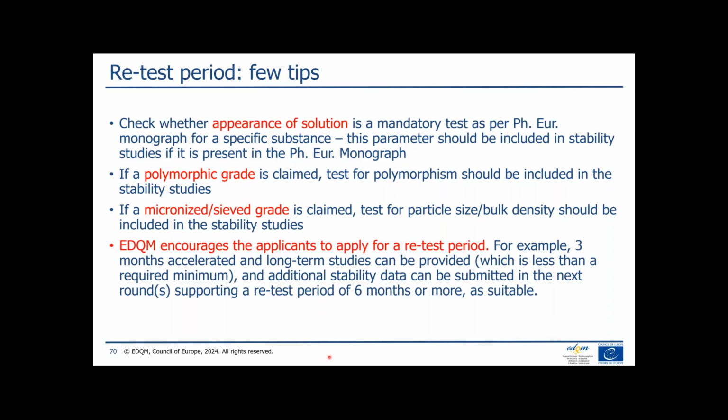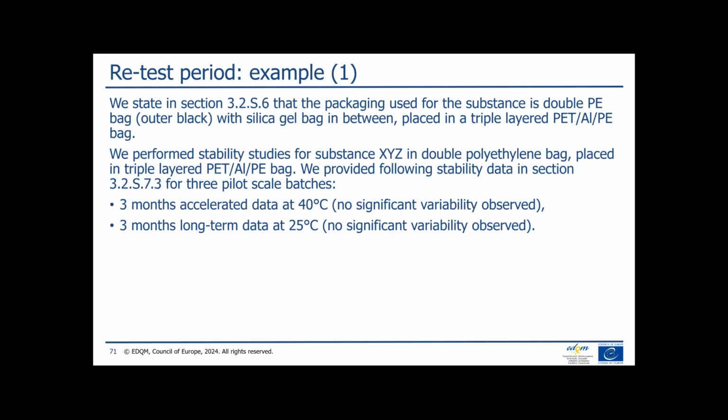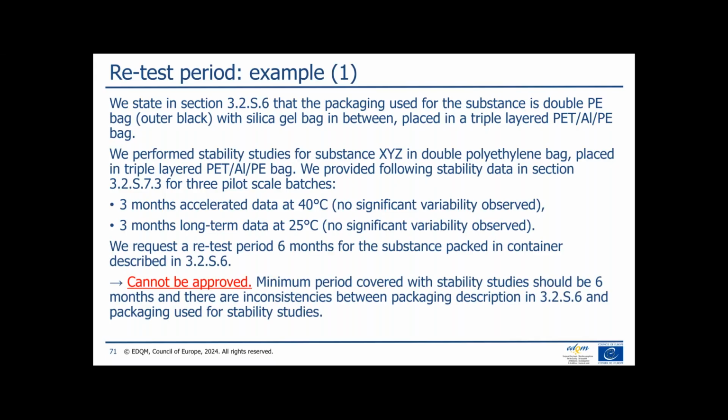And EDQM encourages the applicants to apply for a retest period, and there is certain flexibility in terms of data in the initial round, second round evaluation. So it is described here in the slide. There is an example that I will just have to quickly mention because we are running out of time. Here, obviously, we have 3 months, 3 months. So it is not acceptable because there should be 6 months at least submitted.